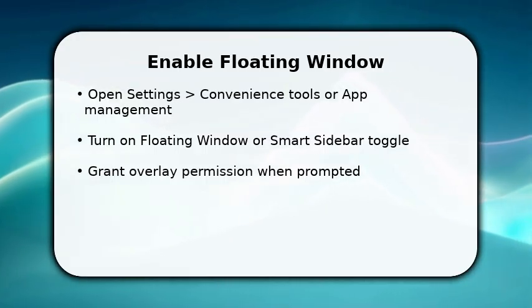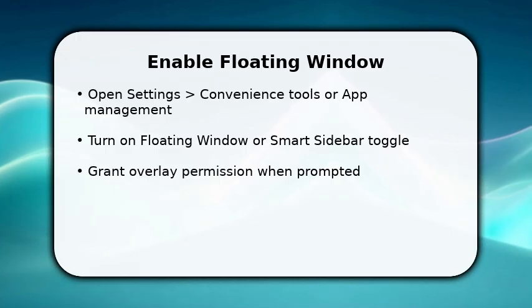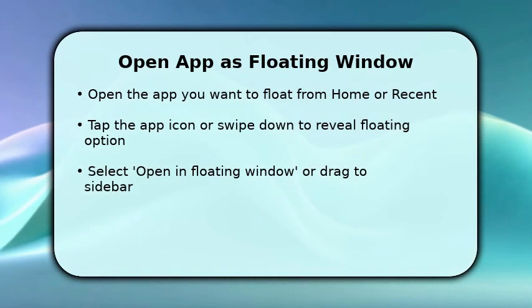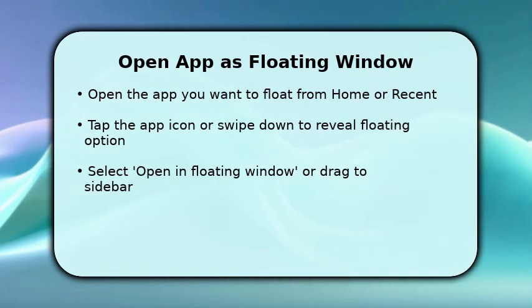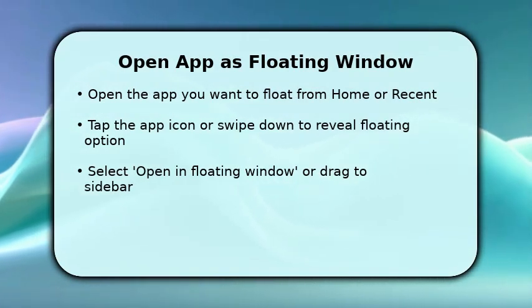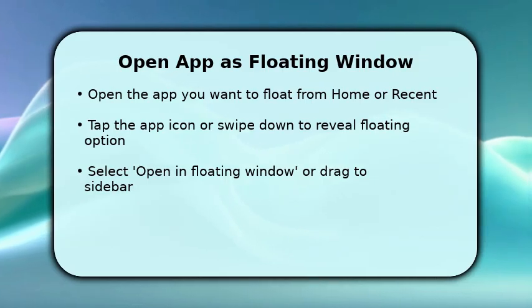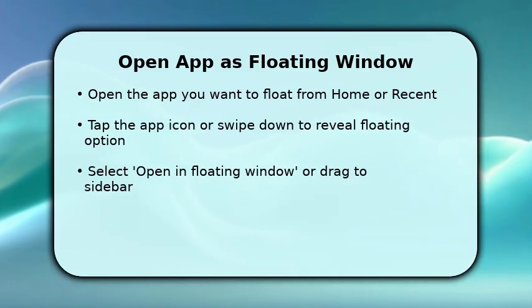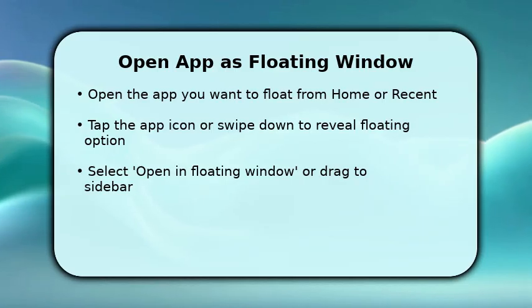Once done, exit Settings and prepare the apps you want floating. Keep the ones you'll use frequently in recent apps for faster access. Now open the app you want in a floating window and bring up its app menu. On Realme C55, you can either long press the app icon in Recent or tap the app icon in the title bar to reveal the floating option. Choose Open in Floating Window or drag the app into the Smart Sidebar target.